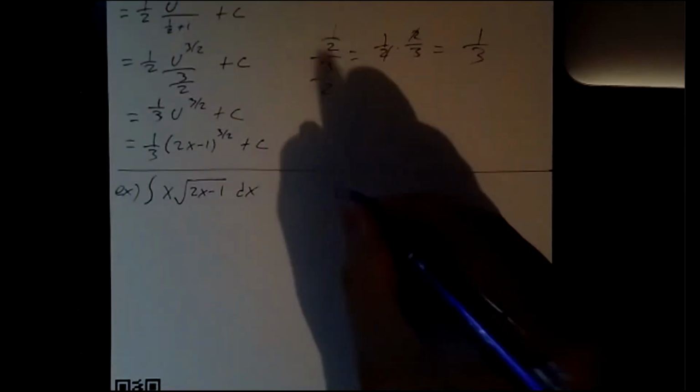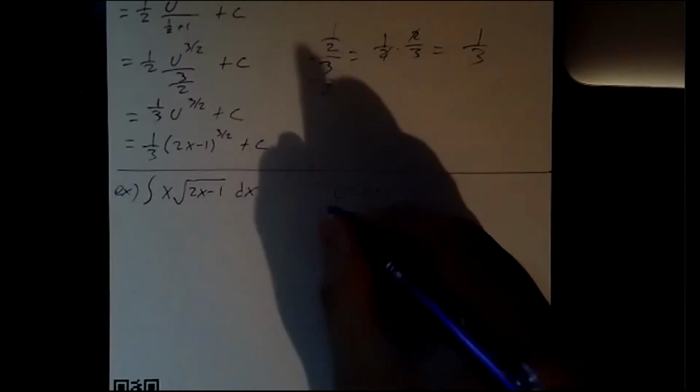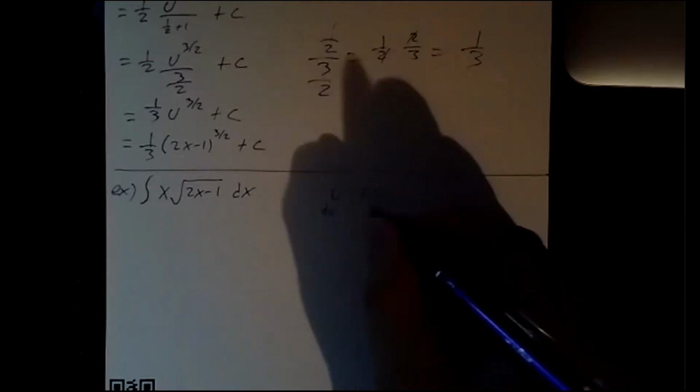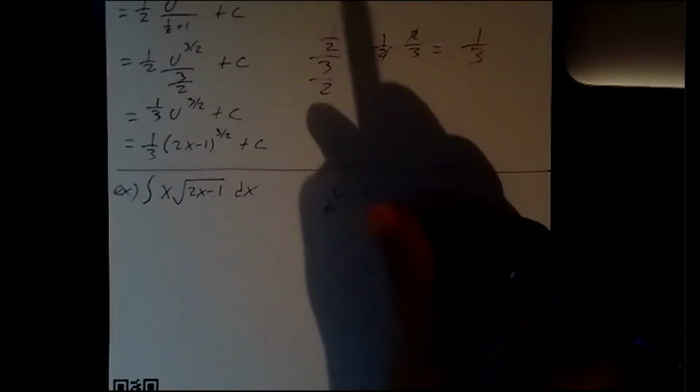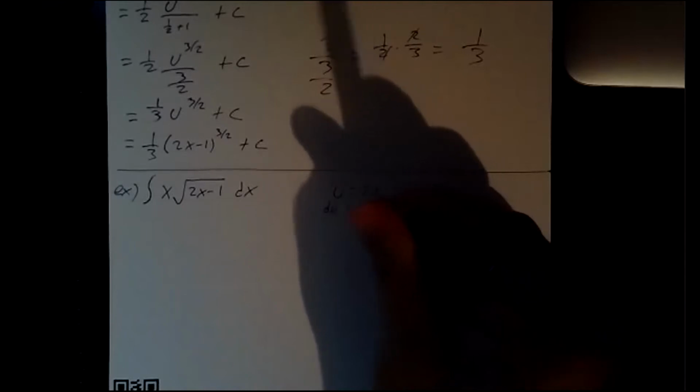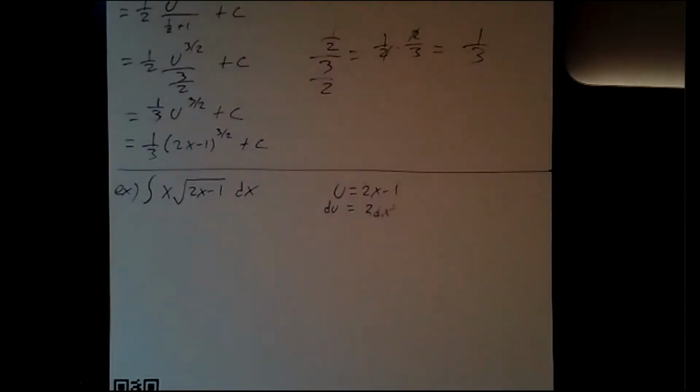It's not obvious, but let's say we stick with our rule about inside a square root. The issue is that the derivative will not be there. So we have to kind of game the system. All right, so we have du equal to 2dx.